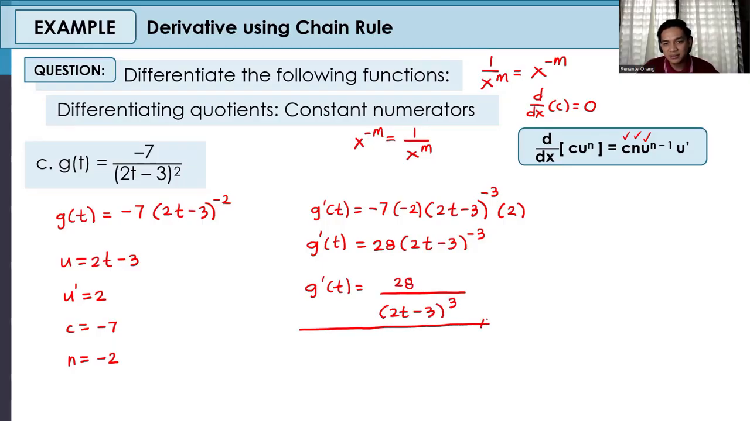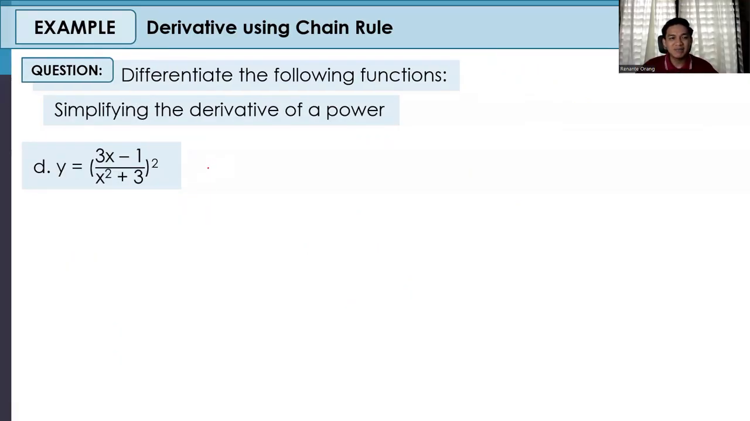Final answer. So you don't need to expand this one class. Okay na yan siya na naka-cube. So we have here our last example for this video. That is y is equivalent to 3x minus 1 divided by x squared plus 3. Then lahat siya is naka-squared.